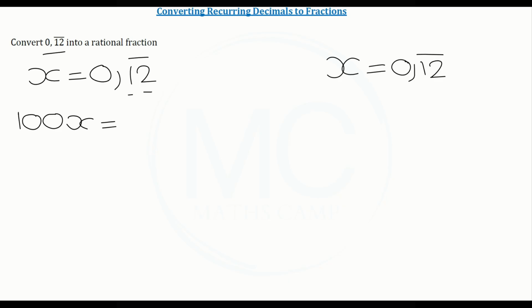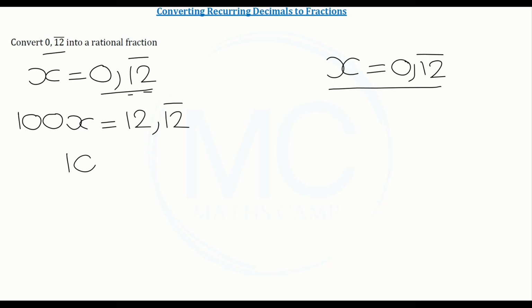Now to multiply this value by 100, and we get 12.12 recurring. For equation 2, there are no non-recurring digits. So this is equation 2. Now let's subtract equation 2 from equation 1.